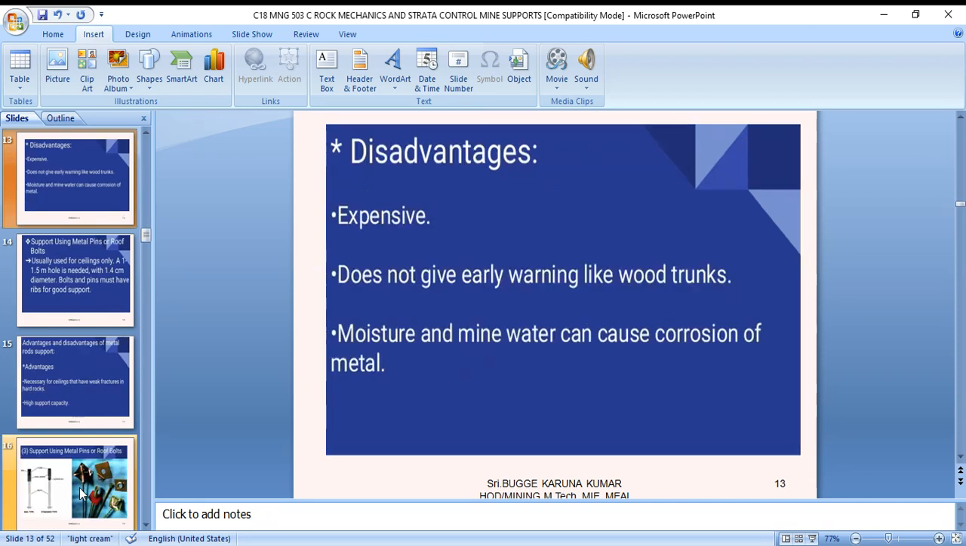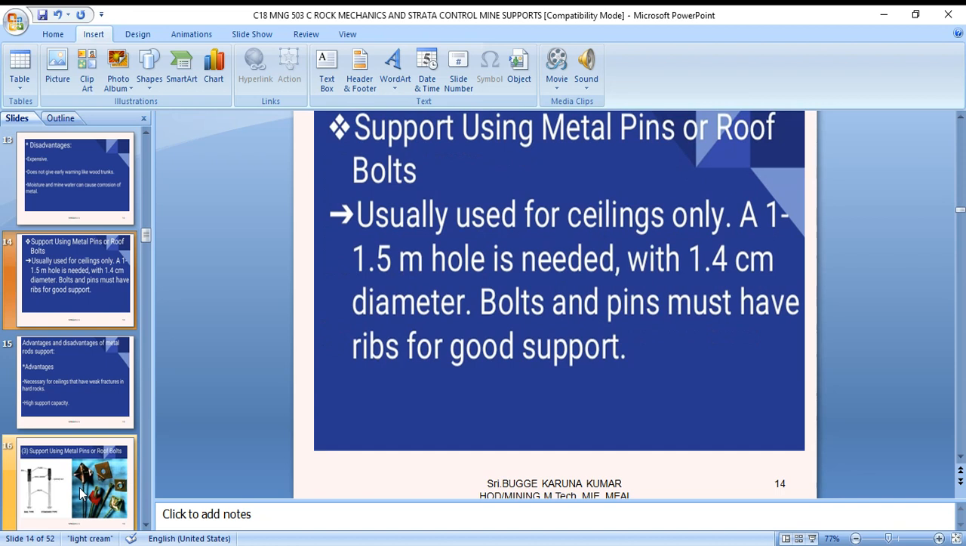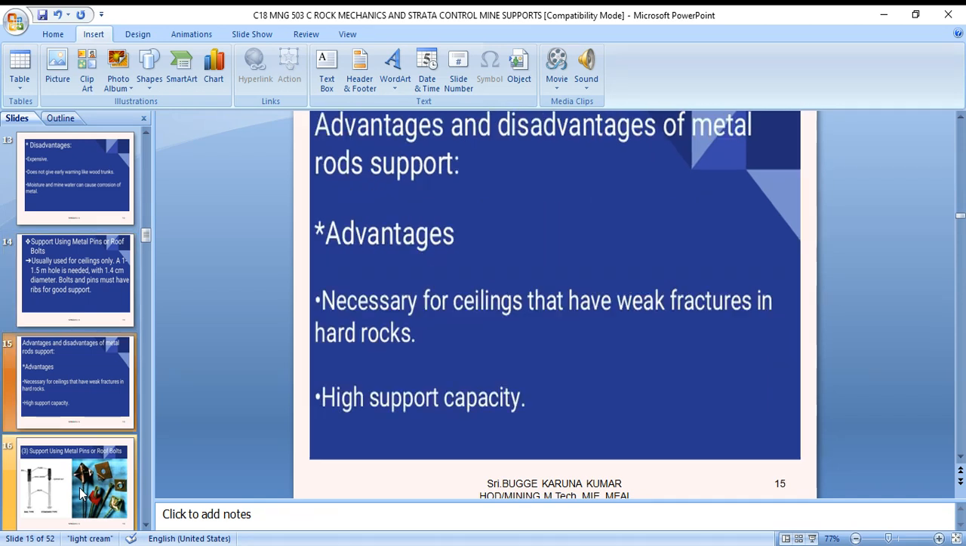Gives high support capacity. Expensive. Does not give early warning like wood trunks. Moisture and mine water can cause corrosion of metal. Supports using metal pins or roof bolts are usually used for the ceiling only. A 1 to 1.5 meter hole is needed with 1.4 centimeter diameter bolts, and the pin must be ripped from the supports. The advantages and disadvantages of the metal rod supports.